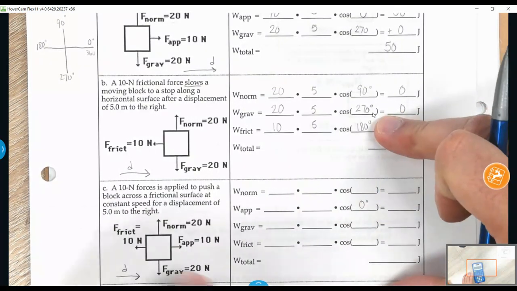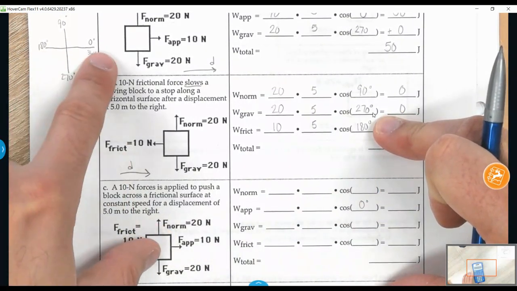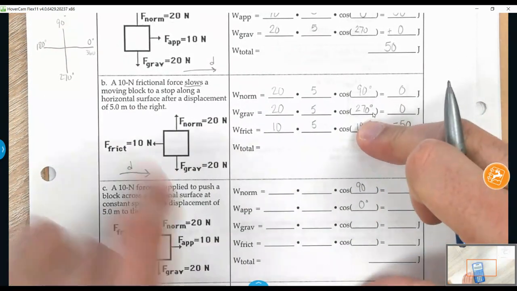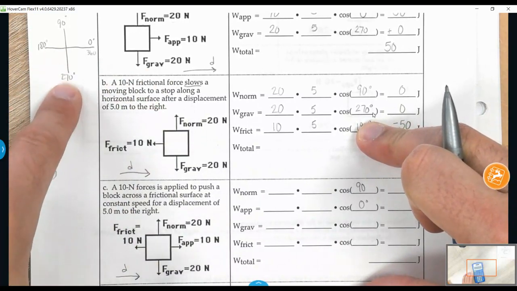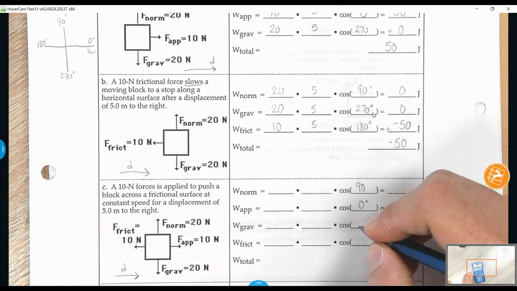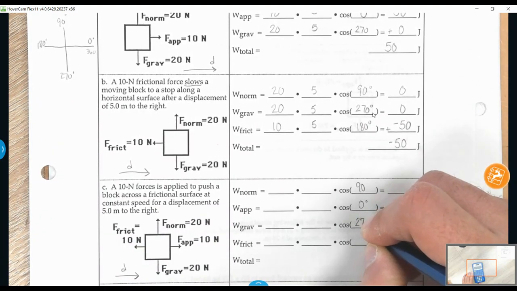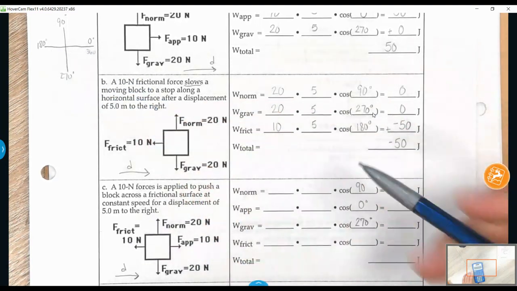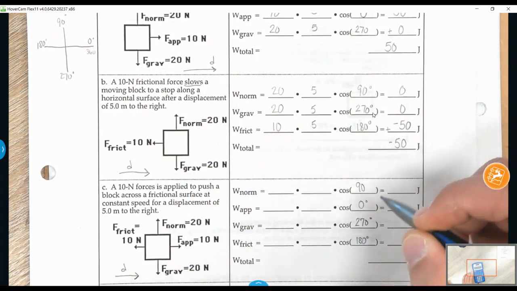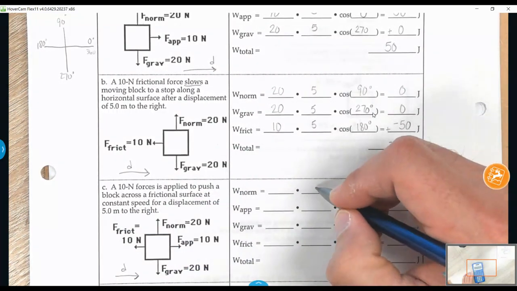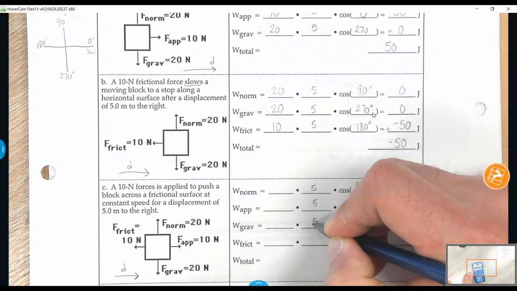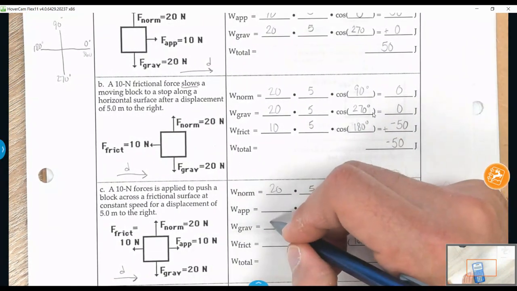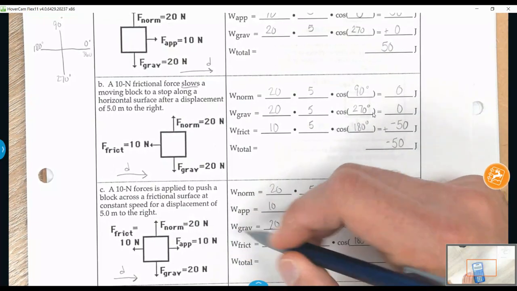0. Normal force, as it's pointing up, would be 90. Gravity is pointing down, which would be 270. And friction is going to the left, which would be my 180. It says 5 meters worth of displacement, so that's all my 5s here. Normal was 20, gravity was 20, applied was 10, and friction is 10.